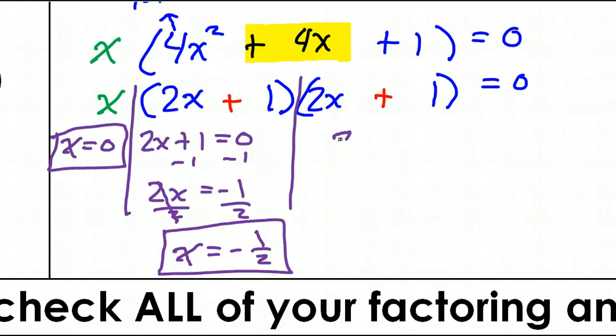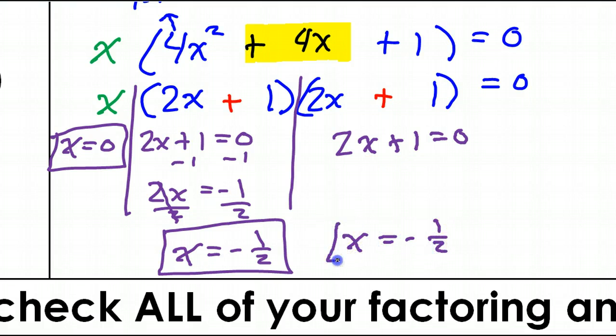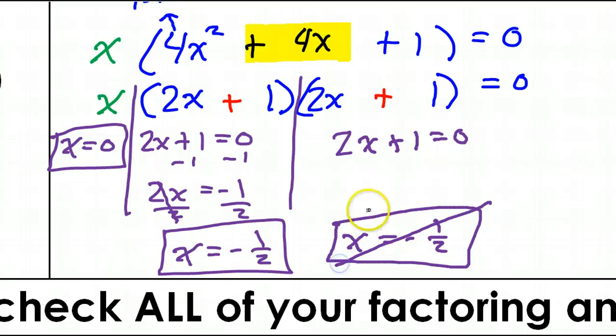And if I set this equal to 0, well, it's the same thing. So 2x plus 1 equals 0. I'm going to get x equals negative 1/2 again. If you're making an answer key or something, you don't need to list these twice. You've already got the negative 1/2, so you don't have to write this one down. So this one has two solutions.